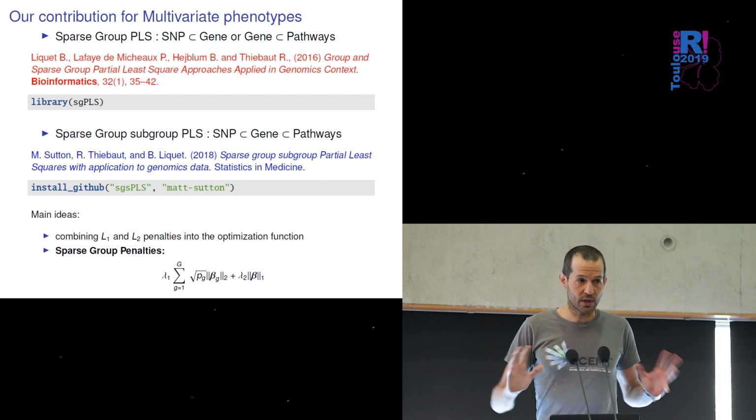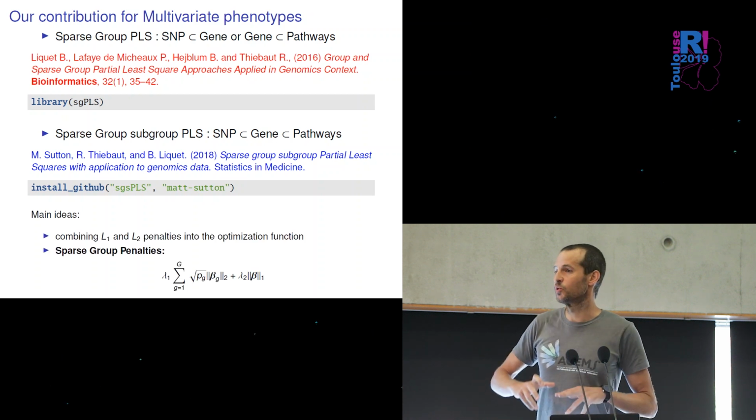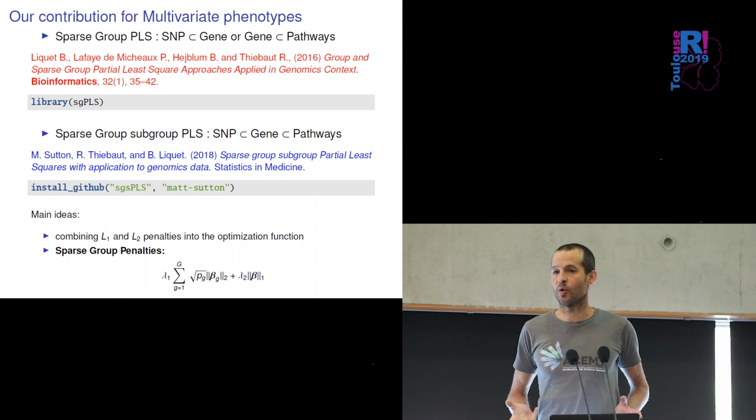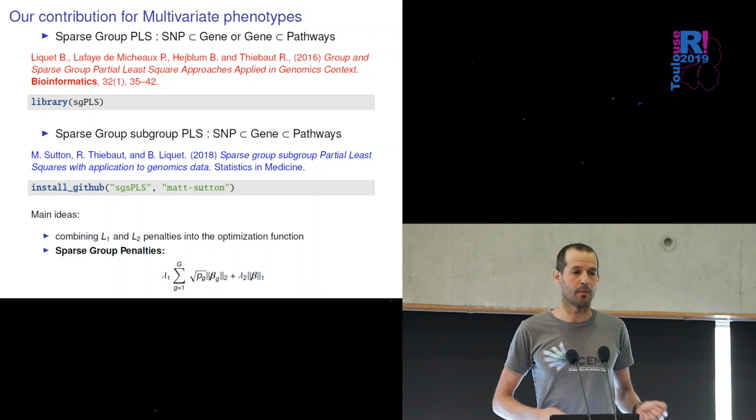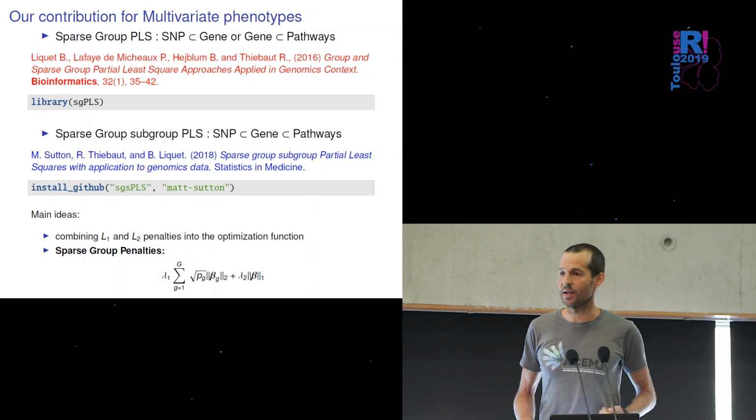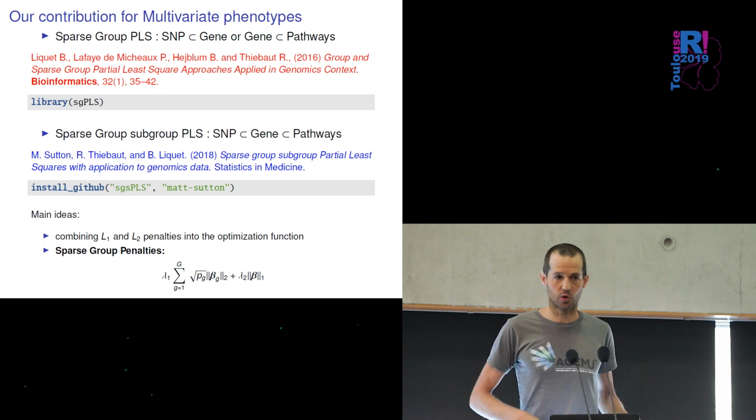Okay, and just to get the main idea, it is to write the optimization problem of the PLS, and afterwards add some penalties, like the L1 penalty and the L2 penalty, to have the group and the individual selection.